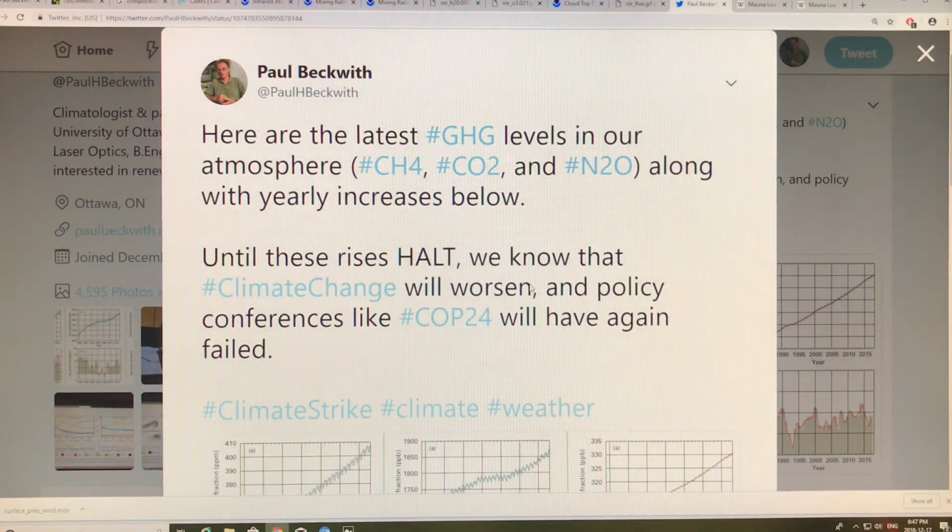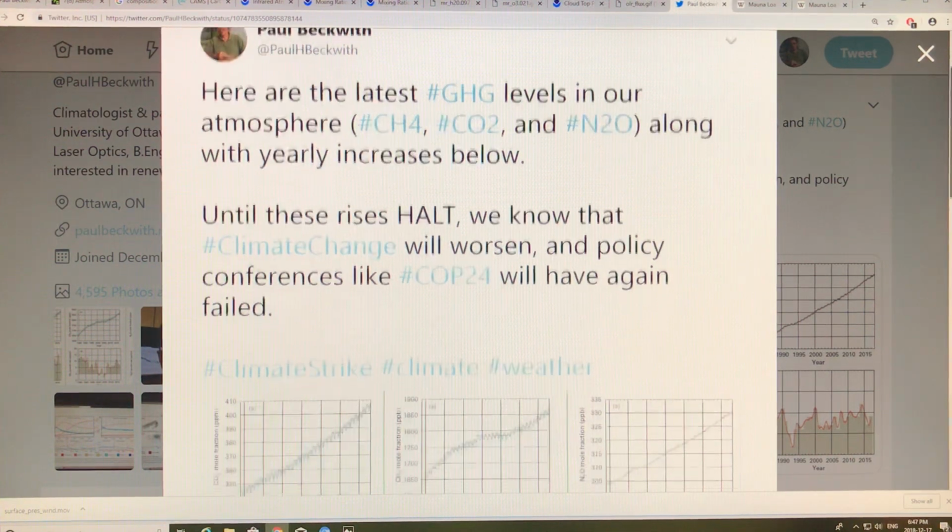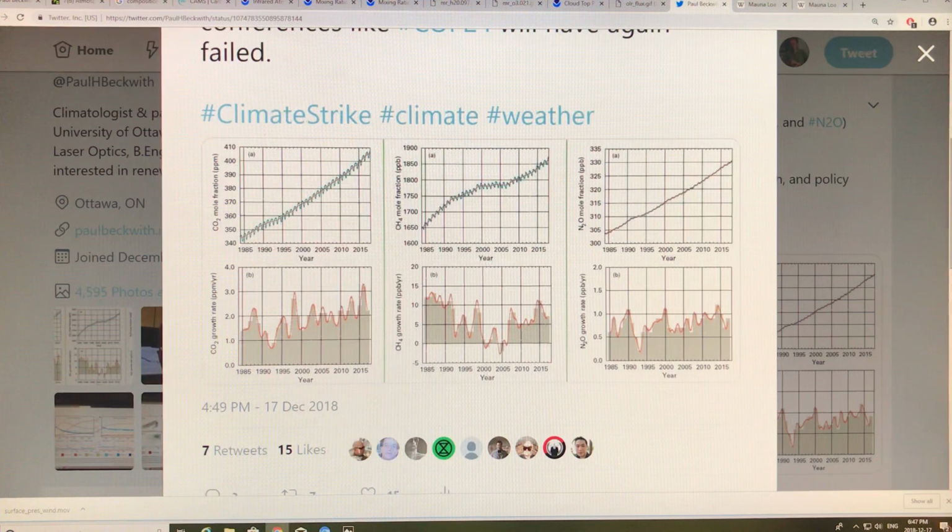Okay, and I just point out that until these rises halt, we know that climate change will worsen. Policy conferences like COP24 in Poland will have again failed, and humanity is not dealing with the climate crisis. So what we have is CO2 levels, parts per million, rising. And you can see this is not a linear curve. These take out the seasonal, the yearly variation, which is the ups and downs here, and the red line is the trend, and this is not linear.